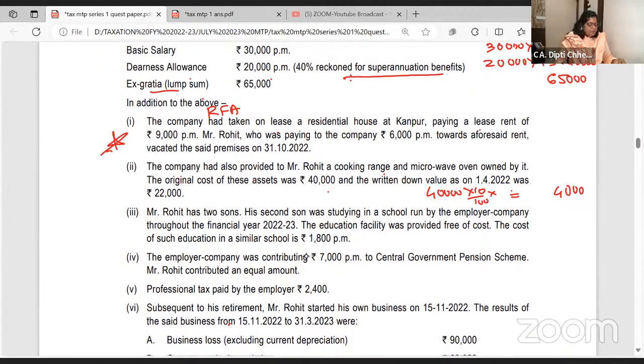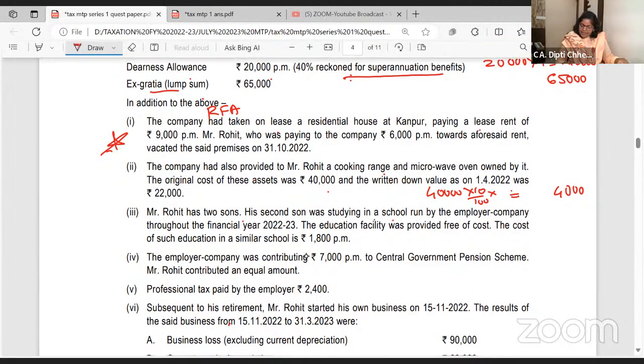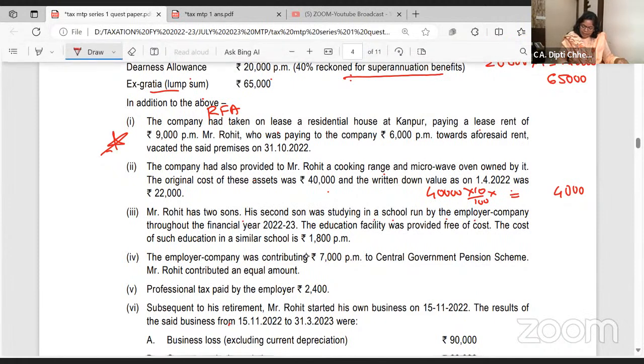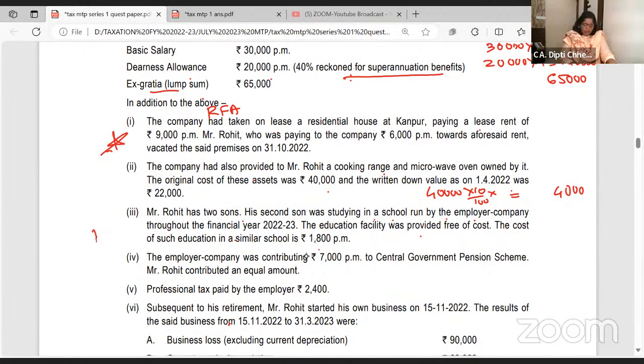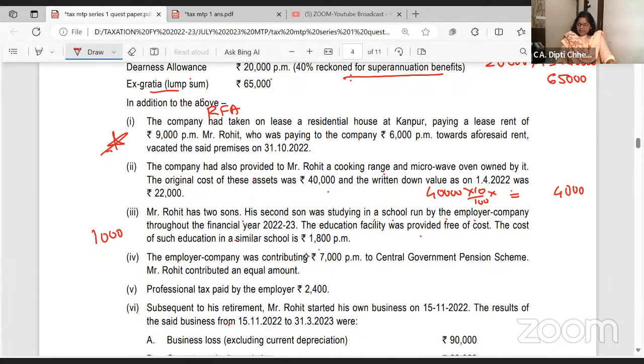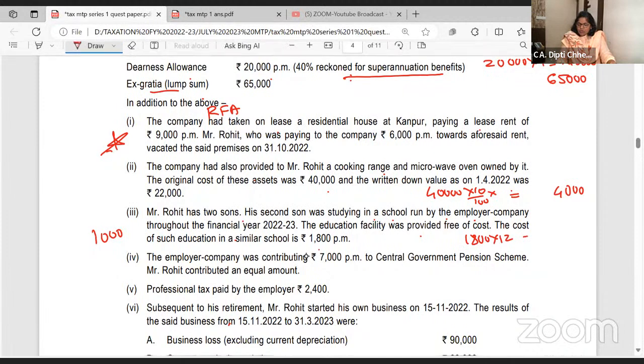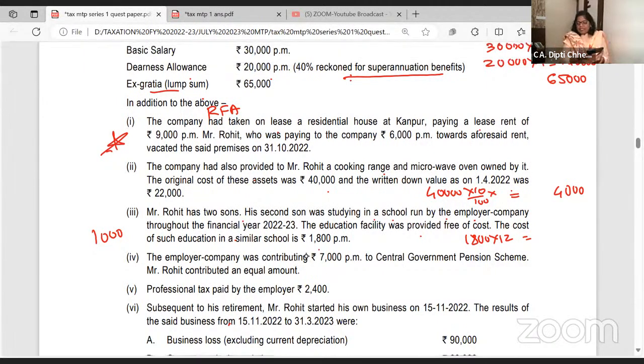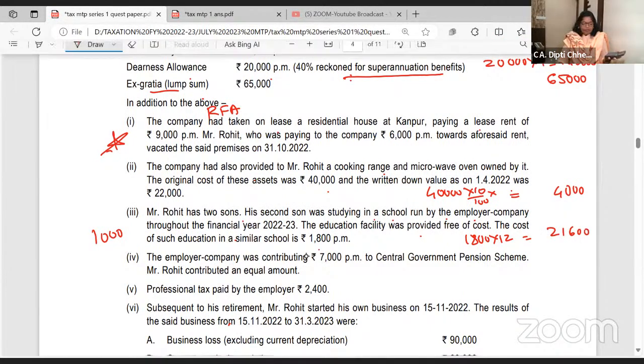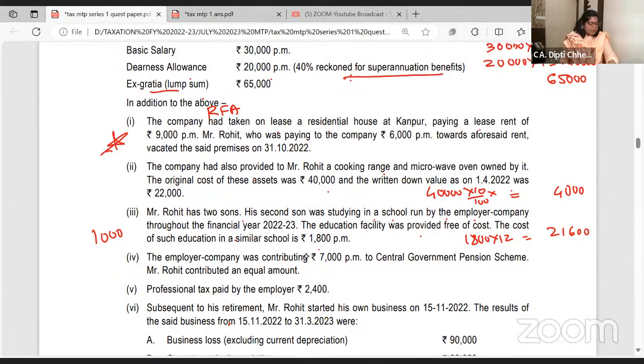Now, next is Rohit has two sons. His second son was studying in a school maintained by the employer, and educational facility was provided up to 1800 per month. Now here two options are there. Up to 1000 it is exempt. Above that, this is 1800 into 12, so you can take the whole amount as taxable, and the second optional answer is you can take only 800 as taxable. Theek hai? So we will take the full 21,600 as taxable. Okay, right.